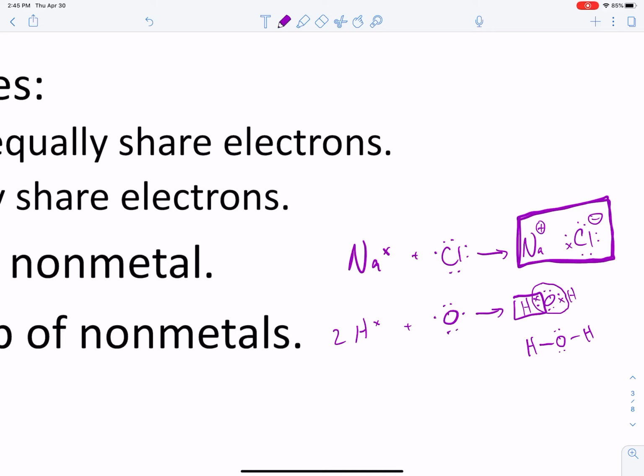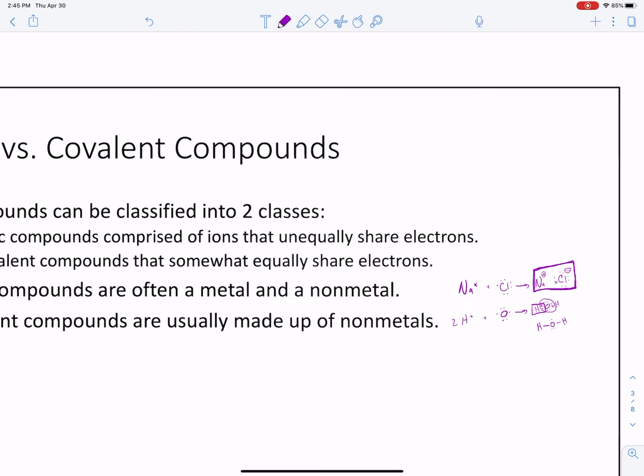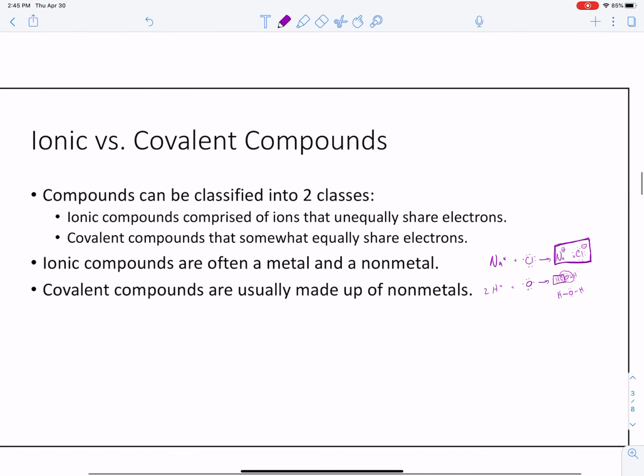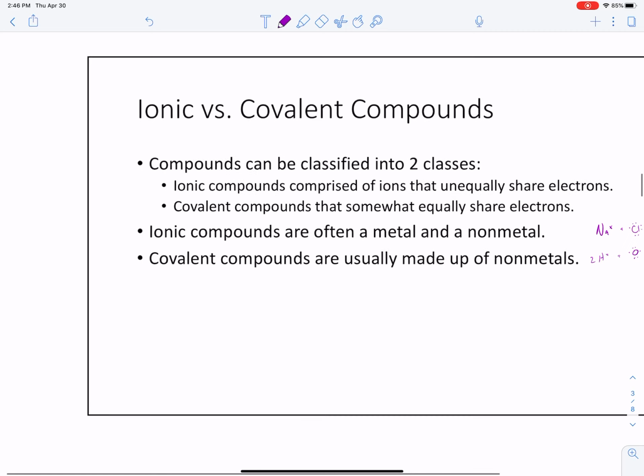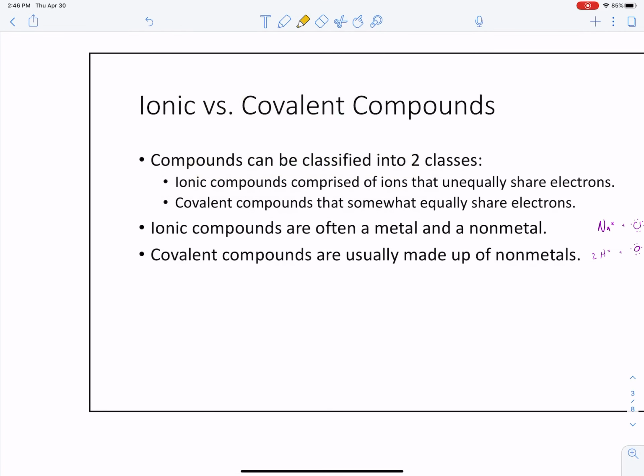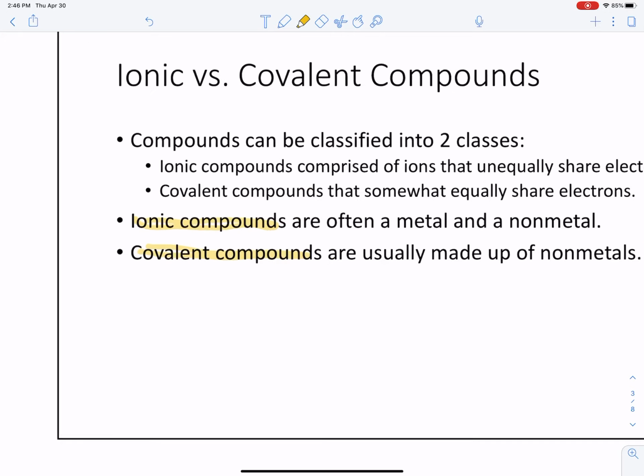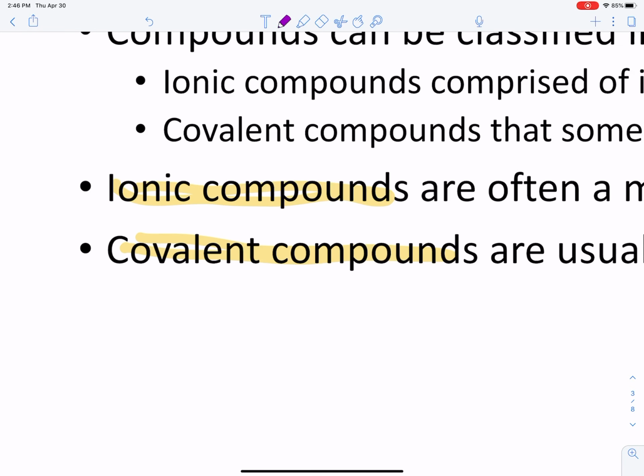And oxygen needs 2 electrons to look like the nearest noble gas, so it's going to find 2 hydrogens to do that with. Hydrogen is one of these nonmetals, just like oxygen is. So you have something that's kind of interesting. You have 2 different definitions. Let me go ahead and change this. You have ionic compounds, and you have covalent compounds. So these covalent compounds, covalent basically means something that is sharing 2 electrons.